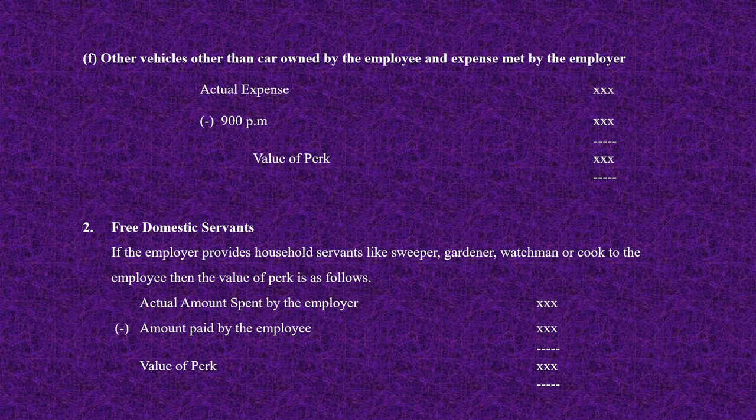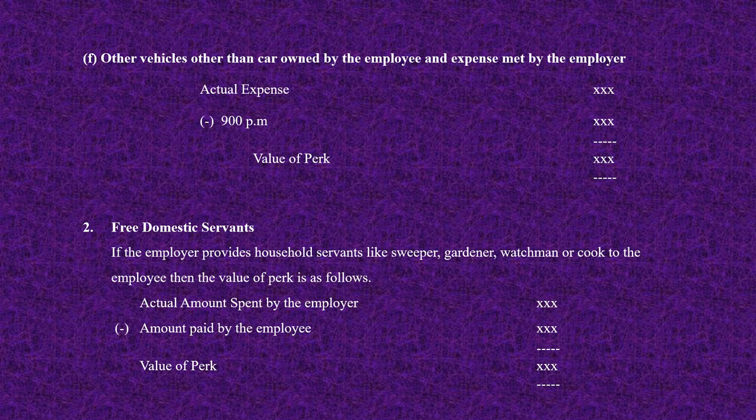For example, I'm an employee and I have a servant at home who's cooking for me. The salary for the cook is being paid by my employer, by my boss. In that case, that is a perk that is given to me. So how will it be charged? The actual amount that the employer is giving me to pay my servant minus the amount that I am spending to pay my servant will be the value of perquisite.